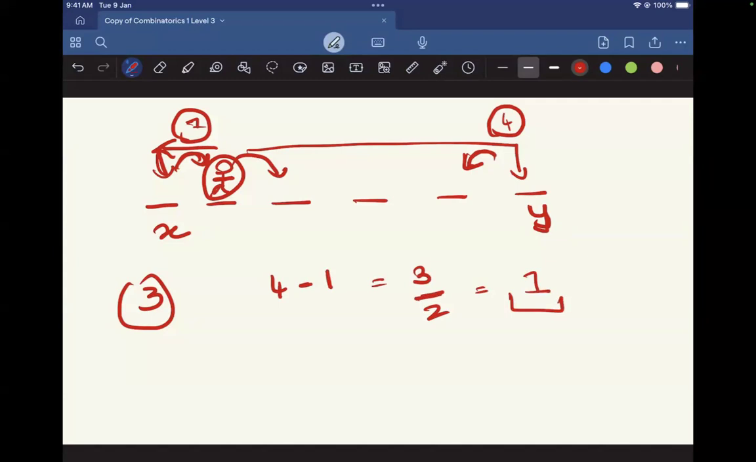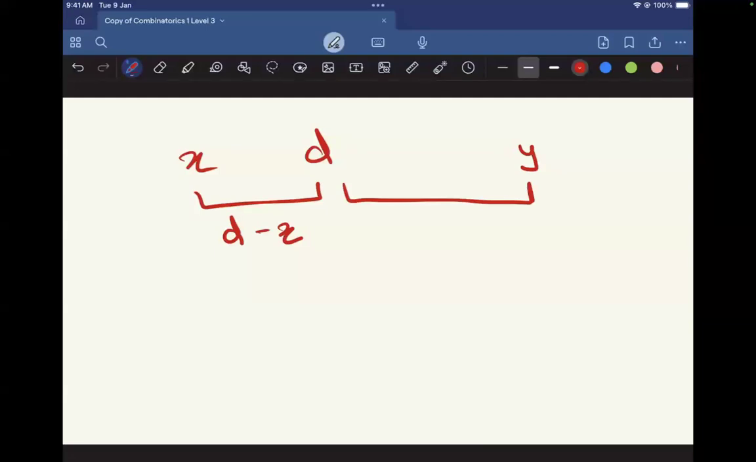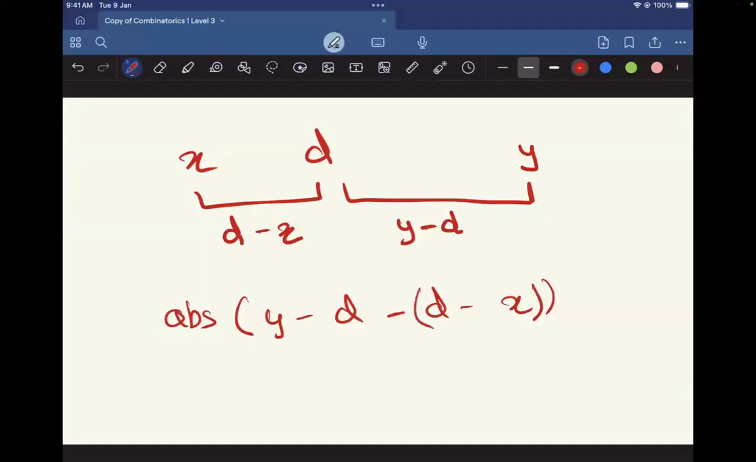All right. How did I come up with this formula? Let's have a look. Let's say this is position X, this is David's position D, and this is position Y. Now, this distance can be said to be D minus X, and this distance can be said to be Y minus D. Now, no matter where I go, the difference between them is the absolute value of (Y minus D) minus (D minus X).